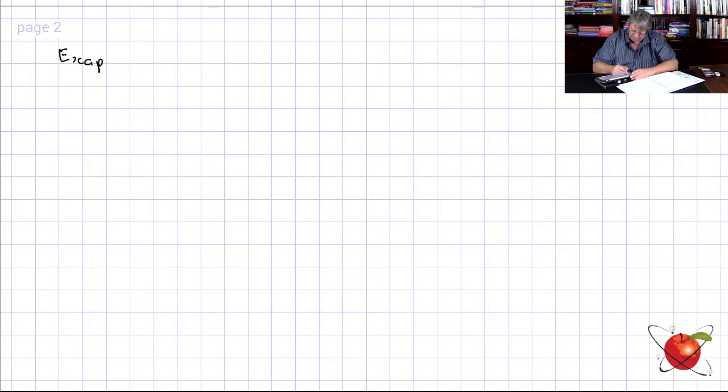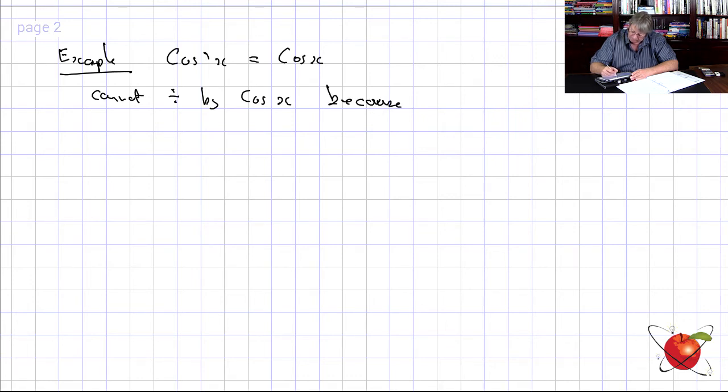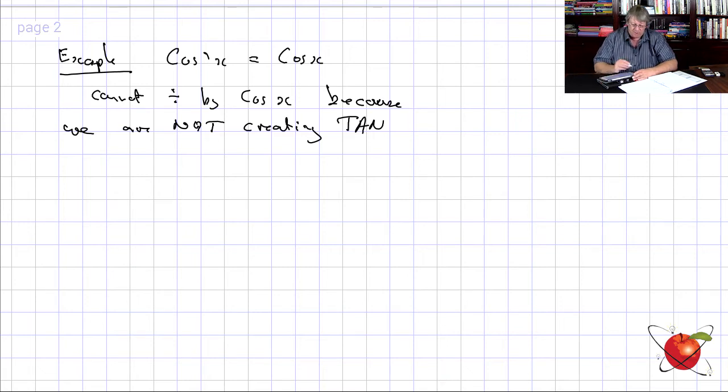Example. Cos squared x equals cos x. No, you can't divide through there. You're not creating tan, right? So we cannot divide by cos x because we are not creating tan. Okay? So what would we do?